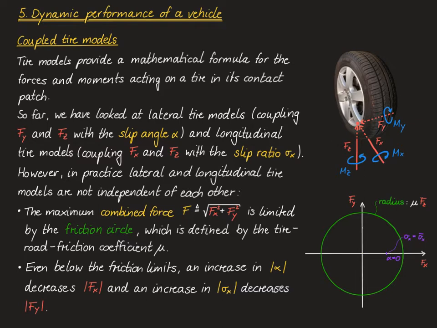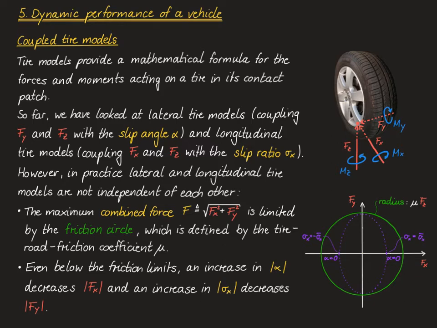For an example, suppose the slip angle alpha is equal to 0, and for a fixed slip ratio, this is the longitudinal tire force that we get. What we do now is we gradually increase the tire slip angle alpha, and what we see is first, a lateral tire force builds up, and second, the longitudinal tire force is reduced by an increasing tire slip angle alpha.